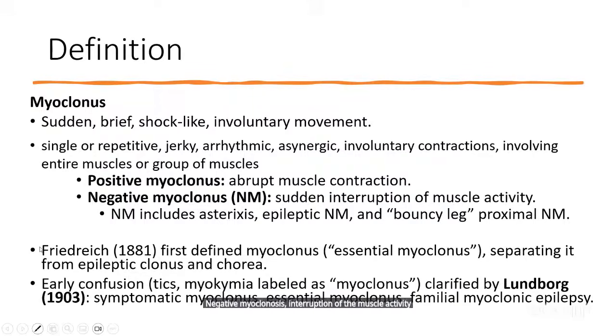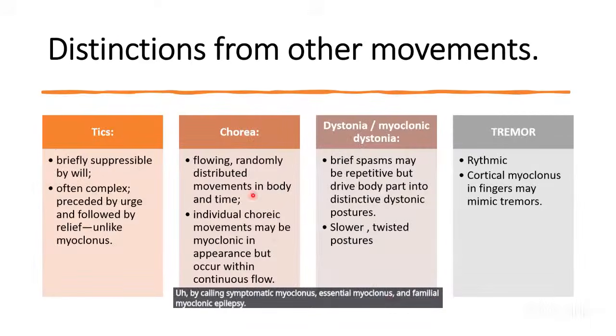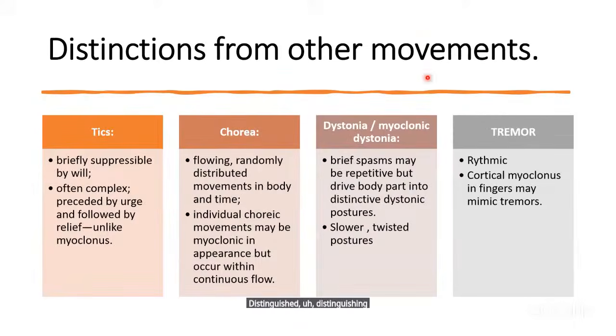Negative myoclonus includes asterixis, epileptic negative myoclonus, and bouncy proximal negative myoclonus. Friedrich was the one who first defined myoclonus, essential myoclonus, separating it from epileptic clonus and chorea. Initially, they also included tics and myokymia. Later, it was clarified by Lundborg, who distinguished symptomatic myoclonus, essential myoclonus, and familial myoclonic epilepsy. Distinguishing it from the other movements.